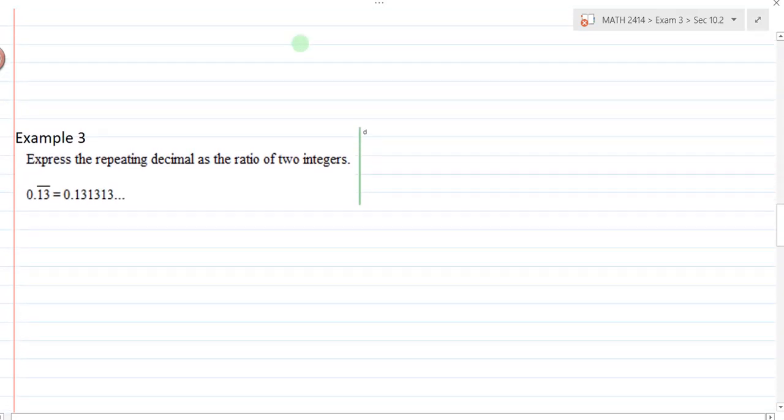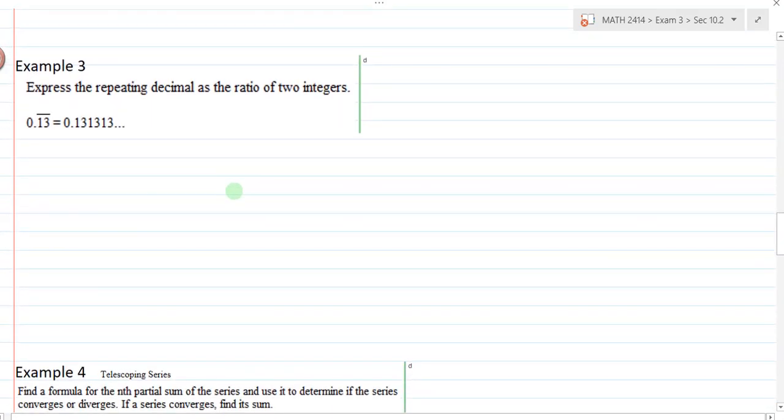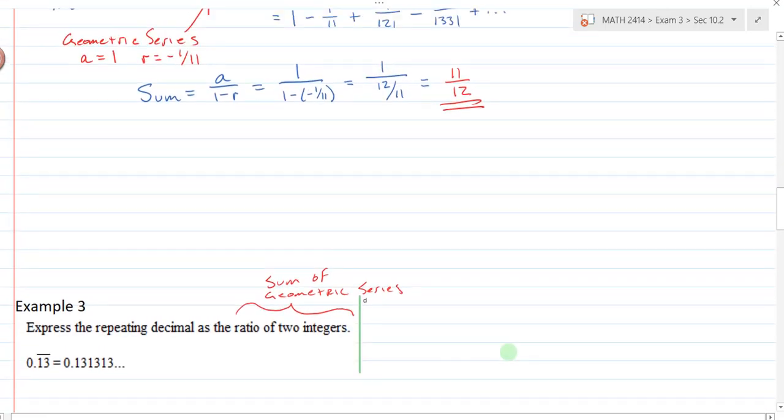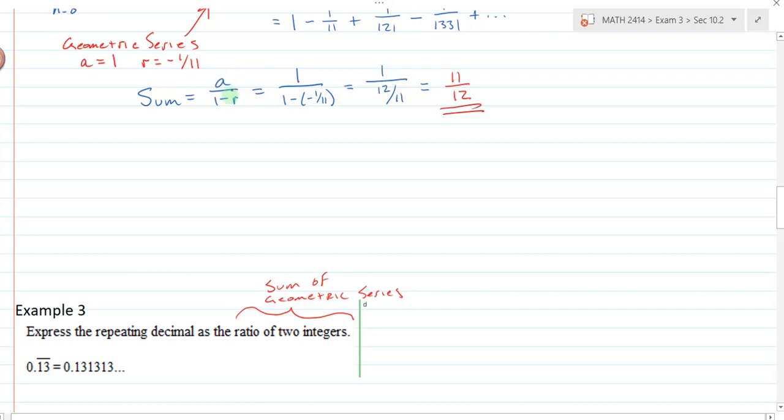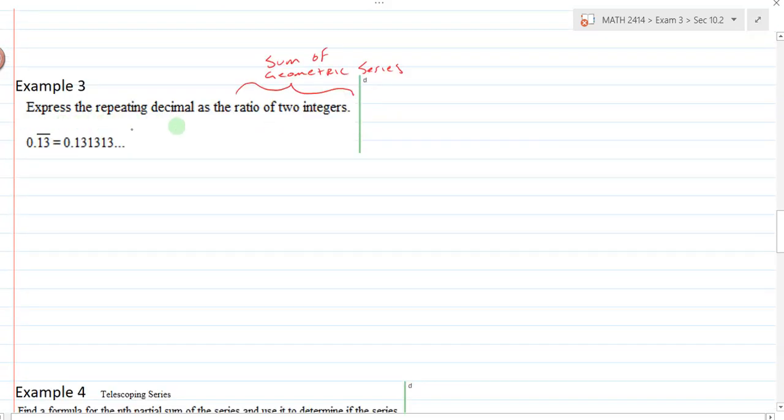Now there's another way that we can use the geometric series, and that's for expressing a repeating decimal as the ratio of two integers. Because the ratio of two integers is actually the sum of a geometric series. And you say, well, how is it the sum of a geometric series? It's a ratio of two numbers. The sum of a geometric series is the ratio of two numbers. So they want us to express this as a fraction.